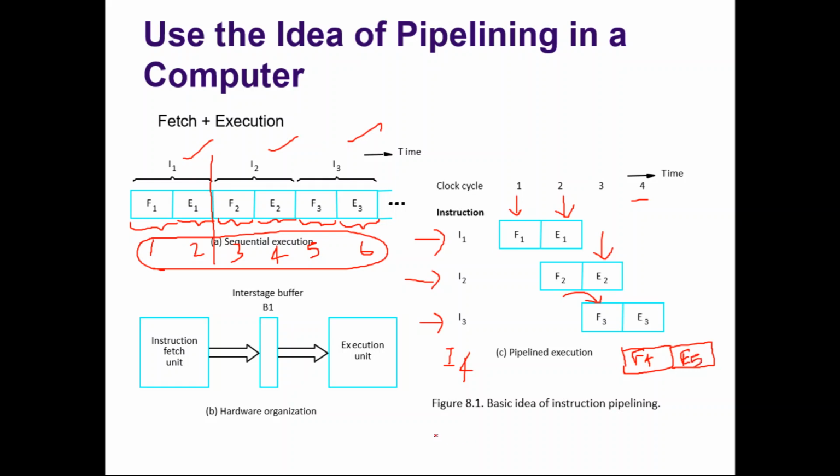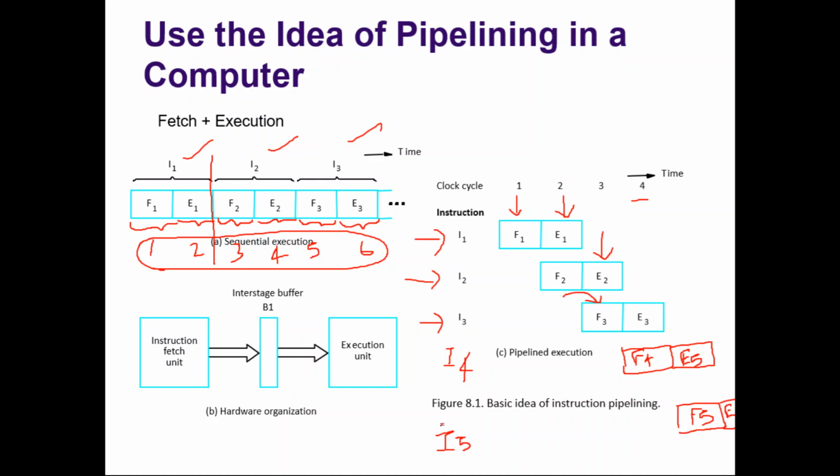Okay, if there is another instruction, say I5, it can be fetched during the fifth clock cycle, right? It can be fetched during the fifth clock cycle and it can be executed during the sixth clock cycle. Okay, and so on and so forth, right? So you can see the throughput is increasing.